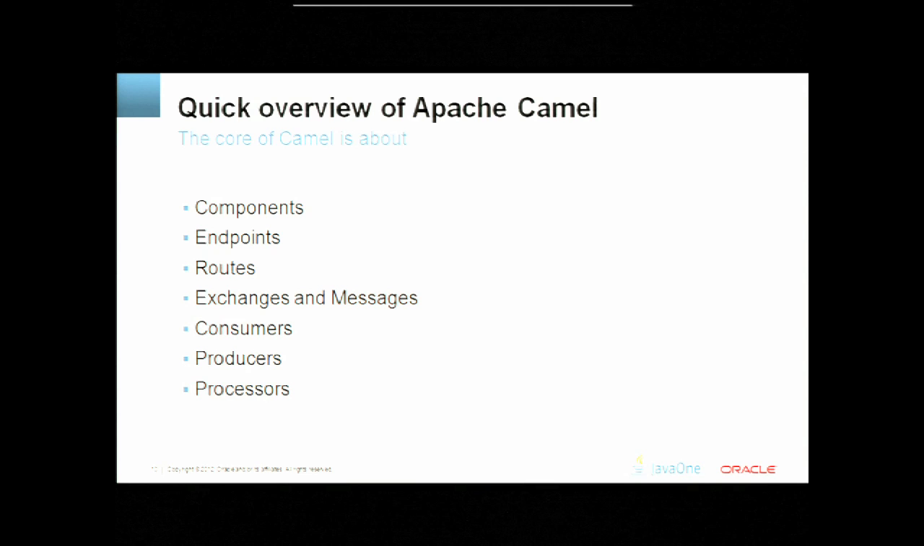And you have consumers and producers. The consumer is the part of the endpoint that connects to the actual data, the system, and gets the data from it. Producers are those parts of the endpoint that upload the data to that external service or system. And processors. Processors are where all the magic happens, what you do with the data. So you transform the data, enrich the data, split the data, and so on.